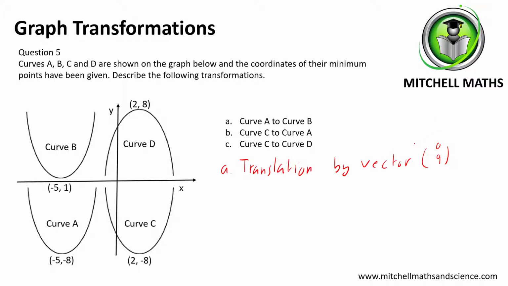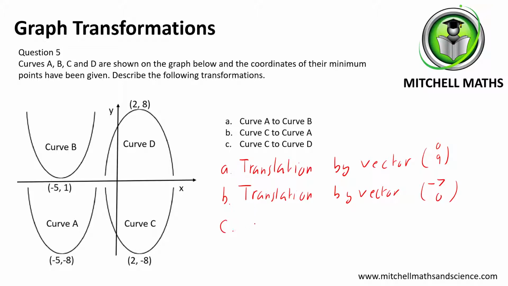If we have a look at curve C to curve A. Well, again, that's another translation, only this time it's moving in the x direction. So that'll be translation by vector, and it'll be, so it's gone from 2 to -5, so that's a total of -7. It's moved 7 units left. And it'll be 0 because it's got the same y coordinate, -8.